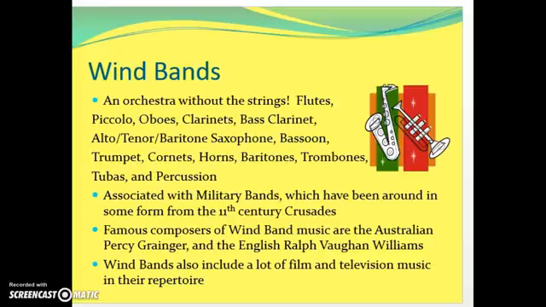Wind band, also known as wind ensembles, is an orchestra without the strings. They have flutes and piccolos, oboes, clarinets, bass clarinet, alto, tenor, baritone saxophone, bassoon, trumpet, cornets, horns, baritones, trombones, tubas, and percussion. Associated with military bands, which have been around in some form from the 11th century Crusades, famous composers of wind band music are the Australian Percy Grainger and the English Ralph Vaughan Williams. Wind bands also include a lot of film and television music in their repertoire.